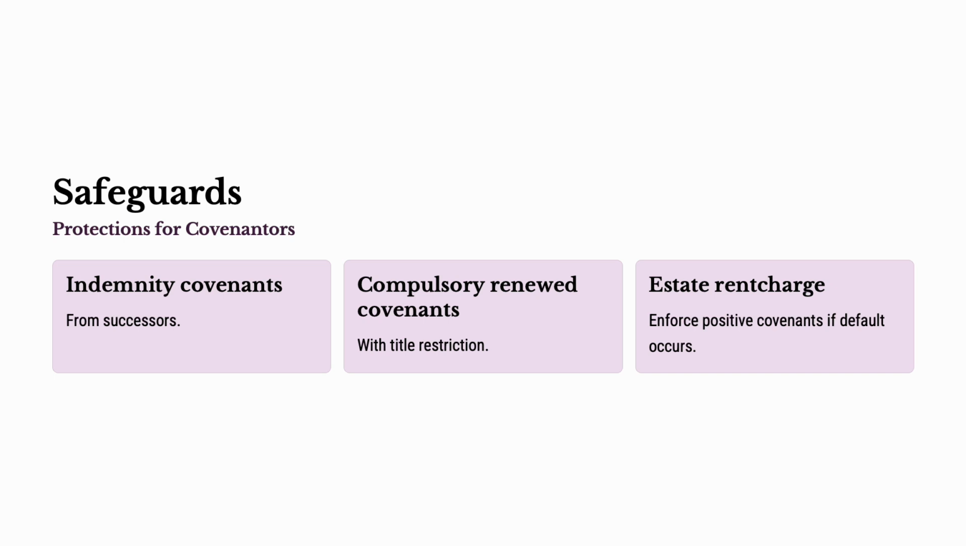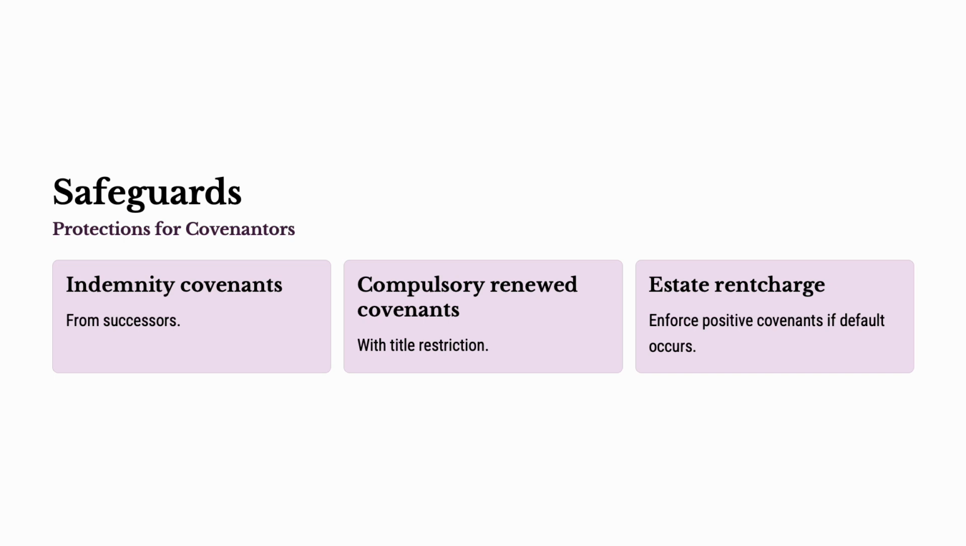So now safeguards, protection for covenanters. The first protection is an indemnity covenant. So when selling land subject to covenants, the seller should require the buyer to covenant to indemnify the seller against future breaches. If the buyer later breaches a covenant and the original covenantee sues the seller as the original covenanter, the seller can recover from the buyer under the indemnity. These indemnity covenants should continue down the chain, each successive person should take an indemnity.